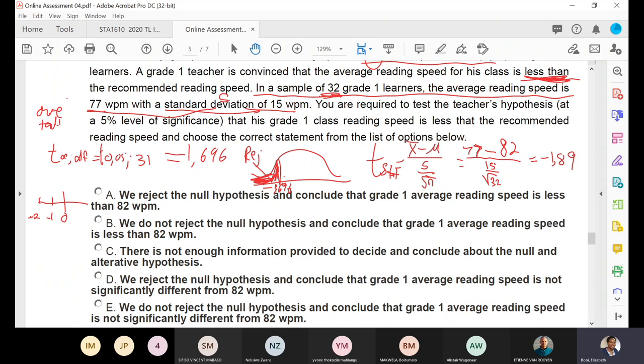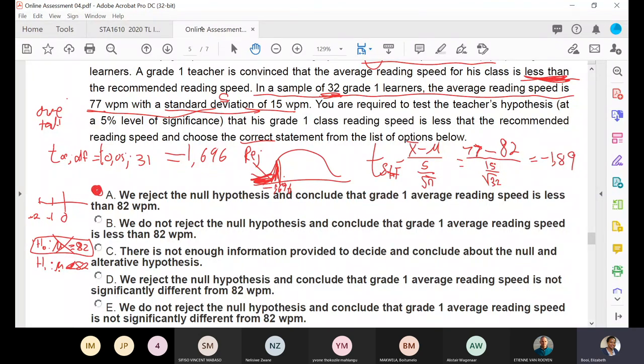So now let's look at all the statements and see which one is correct. Choose the correct statement. A says we reject the null hypothesis and conclude that the grade 1 reading speed is less than 82. Remember, your null hypothesis would have been the mean is equal to 82. The alternative would have said the mean is less than 82. So we're rejecting the null statement. Therefore, this one is true. So we reject the null hypothesis and conclude that the grade 1 average speed is less than 82 words per minute. That is the correct one.